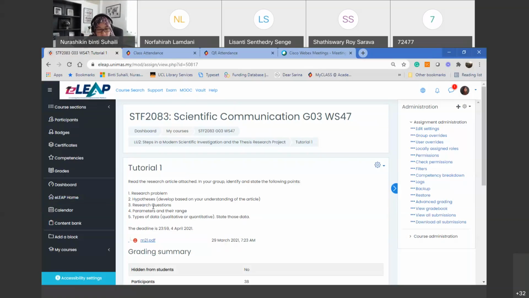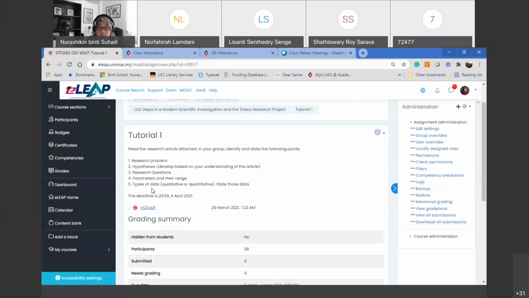Oh, I forgot about the research question. Before that, parameters and their range. What are the parameters to be studied? And the types of data, qualitative or quantitative, or a mixture. Maybe some of the information is qualitative, so you have to mention it: this bit of information is qualitative data, and these bits of information are quantitative. You have to extract the information and put it in your tutorial submission. And this one is to be done in a group.